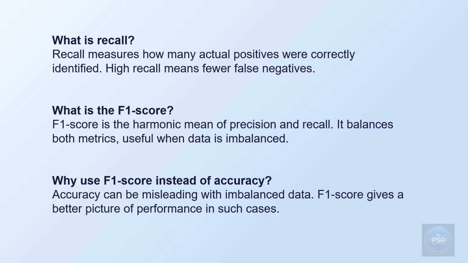What is the F1 score? F1 score is the harmonic mean of precision and recall. It balances both metrics, useful when data is imbalanced. Why use F1 score instead of accuracy? Accuracy can be misleading with imbalanced data. F1 score gives a better picture of performance in such cases.